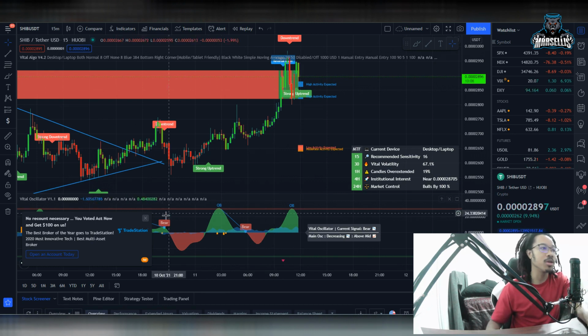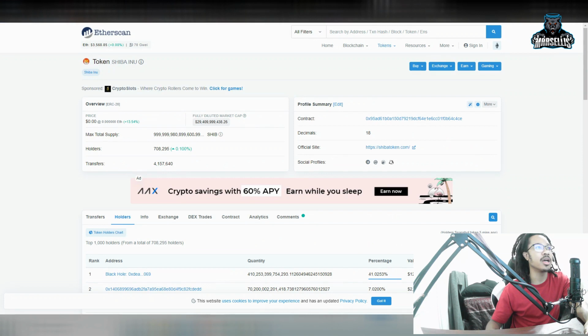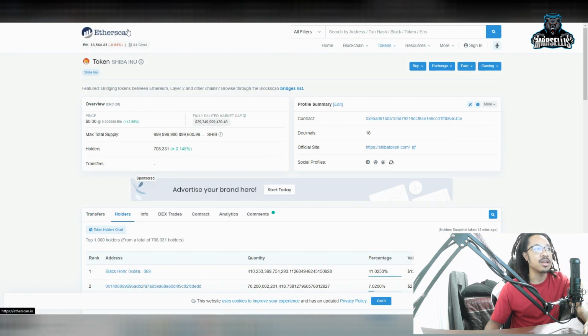So we have some good stuff going on with Sheep here. I mean, this is pretty big. And over here, you can see that now Sheep has 708,295 people inside of it. Hit the refresh button, 708,331. So we're having a lot of people investing in Sheep at every single moment of the day.